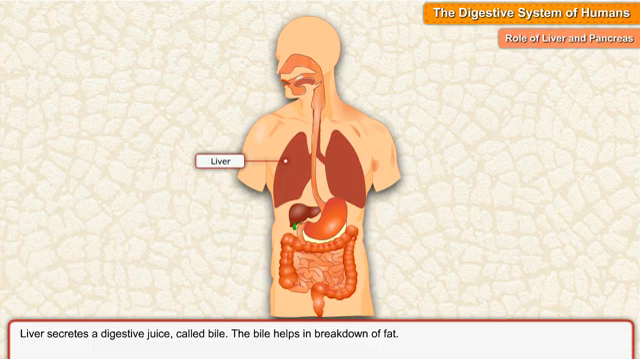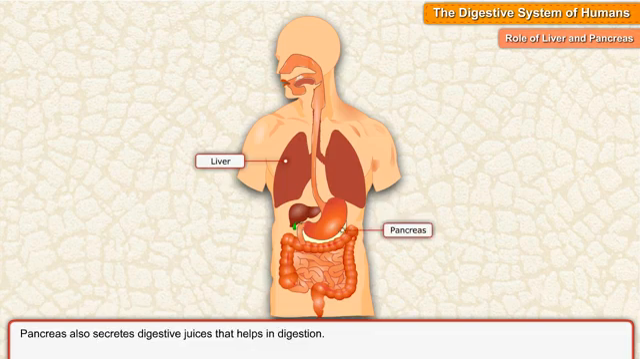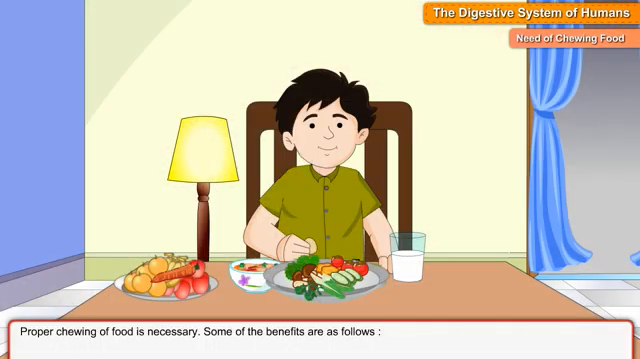Healthy habits for digestion and excretion. We should follow some healthy habits to keep our organ systems healthy. Wash your hands before and after all meals. Eat meals at fixed time every day. Chew the food properly. Eat balanced diet that contains all the nutrients in adequate quantities. Do not talk while eating.